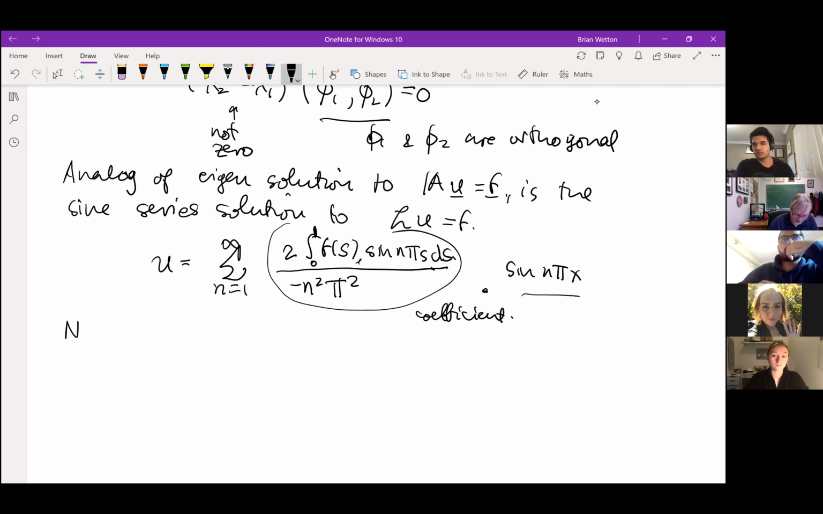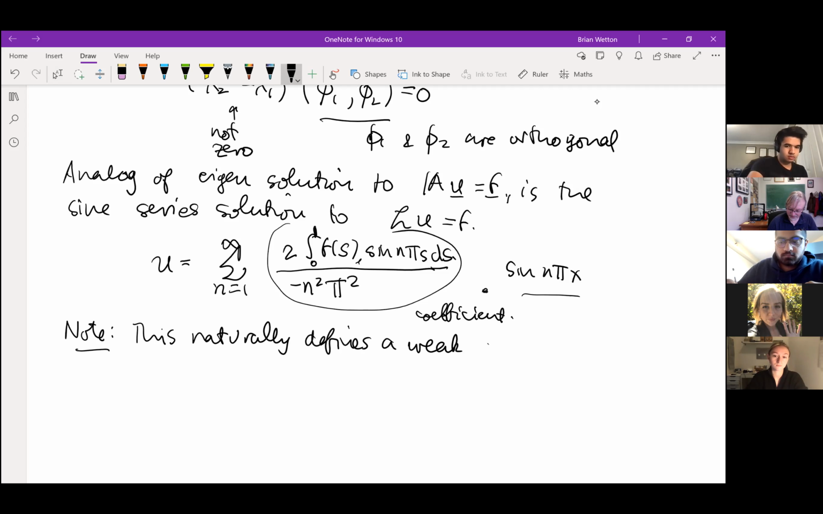Okay, and so there's a sine series solution. Let me note this naturally defines a weak solution. F does not have to be continuous to do this. F can be discontinuous. You can find these coefficients still. You can do the sum. It will converge to a function that doesn't have a continuous second derivative, but is nice in every other way. So there you go.